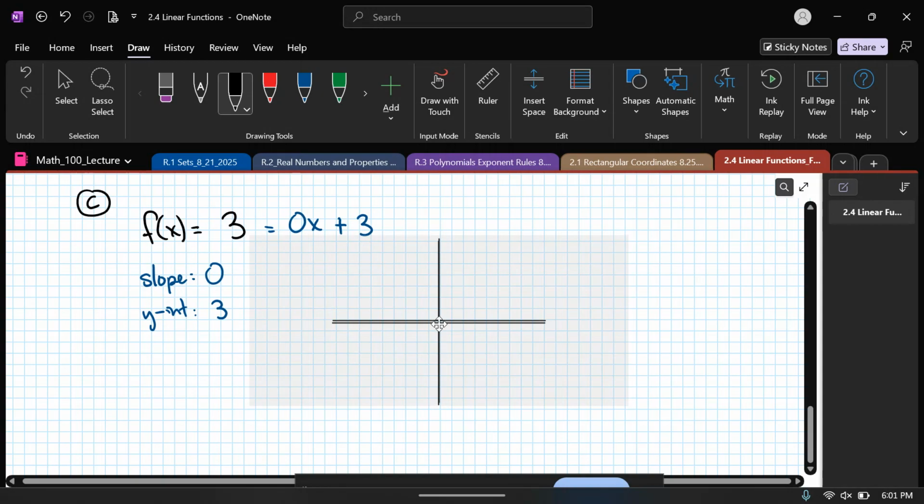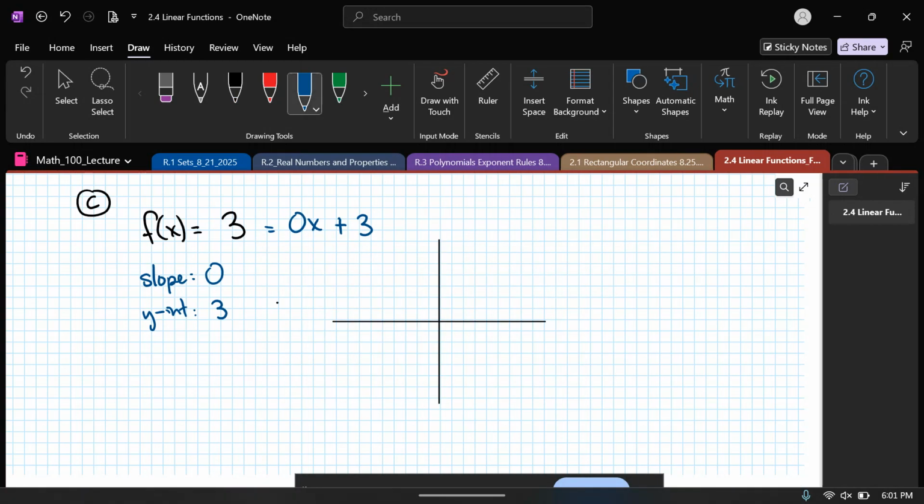all I've got to do is go to 3 on the y-axis, put my dot, and then if my slope is 0, think about it as going up 0, right 1. Yeah, it ends up creating this horizontal line. They're all technically straight lines. This one happened to be a horizontal straight line. So slope is 0. The y-intercept is 3. So when it's y equals a number, horizontal line at whatever number that is.